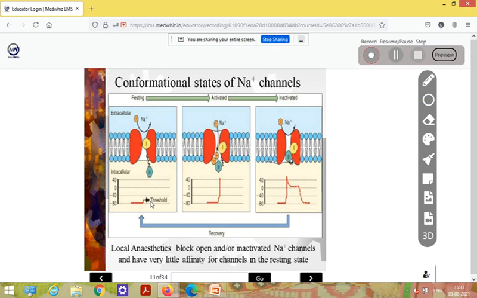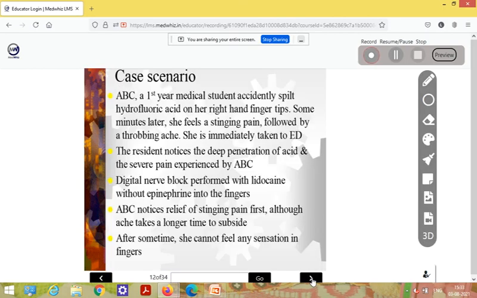Thereby, they're going to reduce the frequency of impulse generation. I hope you got this point. Local anesthetics block the open or the inactivated sodium channels, and they have very little affinity for channels in the resting state. Thereby, they're going to prolong the recovery of the channel. This prevents the generation of the impulse.